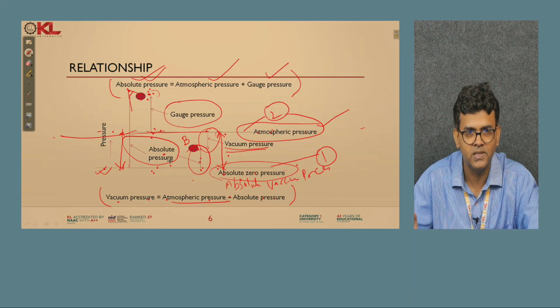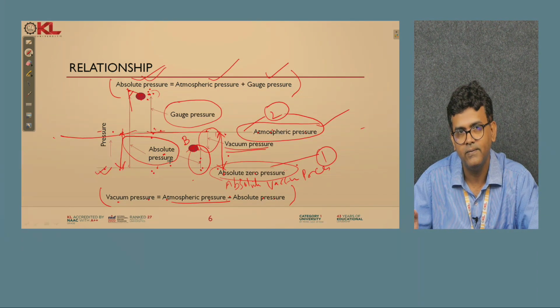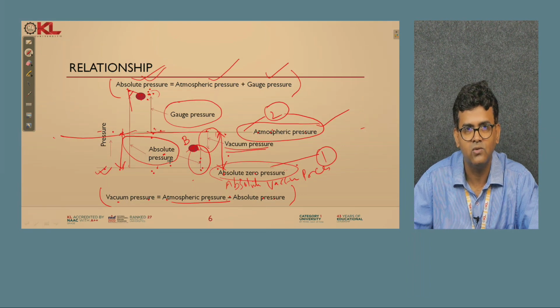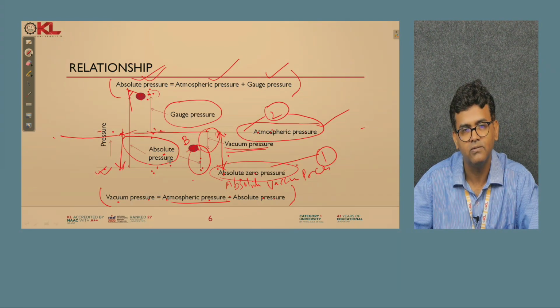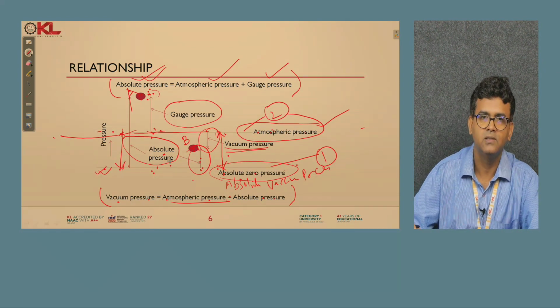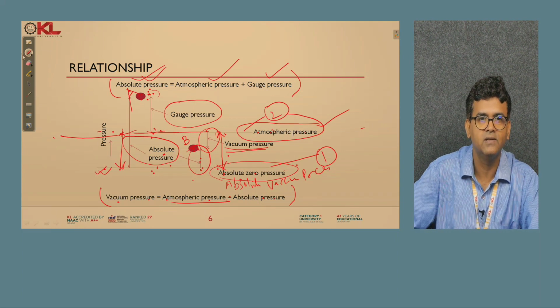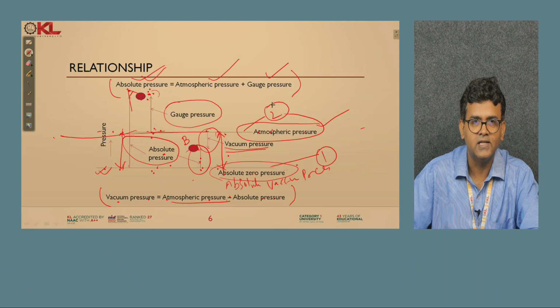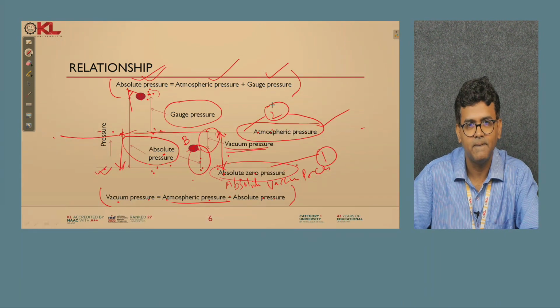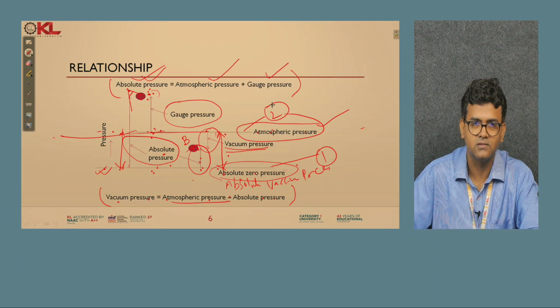That is the relationship between these three pressures, that is the absolute pressure, gauge pressure, vacuum pressure. It depends upon which reference line is being taken, and accordingly you can measure the pressure. So this is for today's class. We will discuss the pressure head in the next session. Thank you.